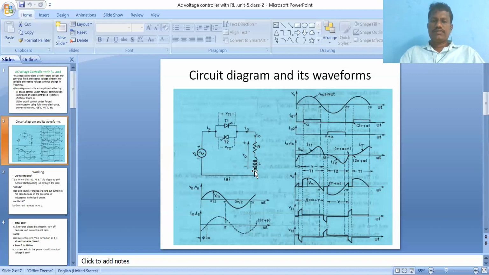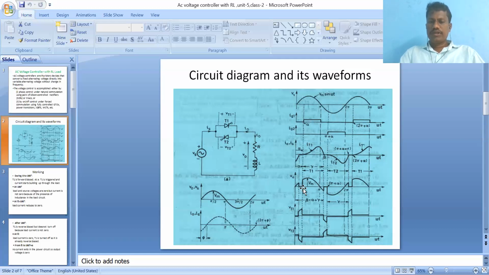So this energy will transfer directly through T1. T1 is not in the off state even after the negative half cycle starts, up to the point where the voltage becomes negative. Up to this portion, T1 is in conduction mode.